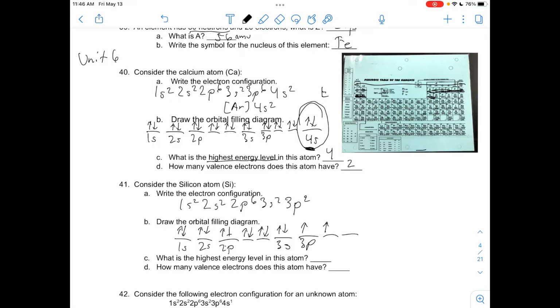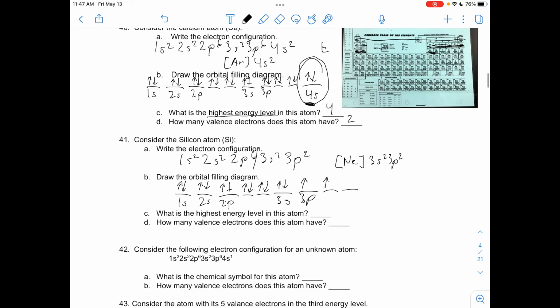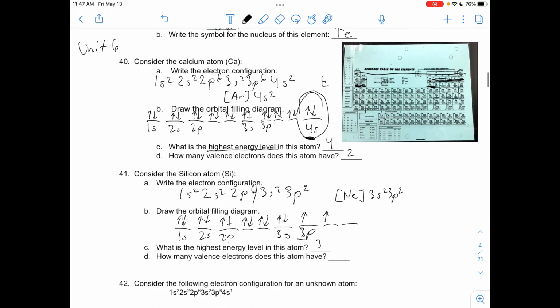And again, if I were to write the shorthand method for electron configuration, I'd write the noble gas in the row above silicon, which is neon, and that covers all the way up to neon. So I just have to write 3s2, 3p2. Highest energy level is 3. How many valence electrons? So again, which column is it in? We're going to skip the transition metals for valence electrons. So 1, 2, 3, 4.